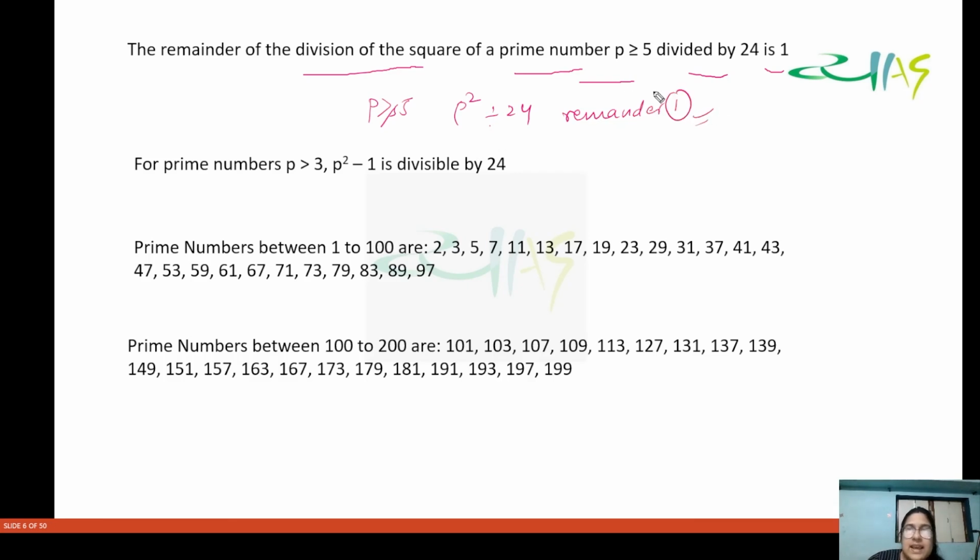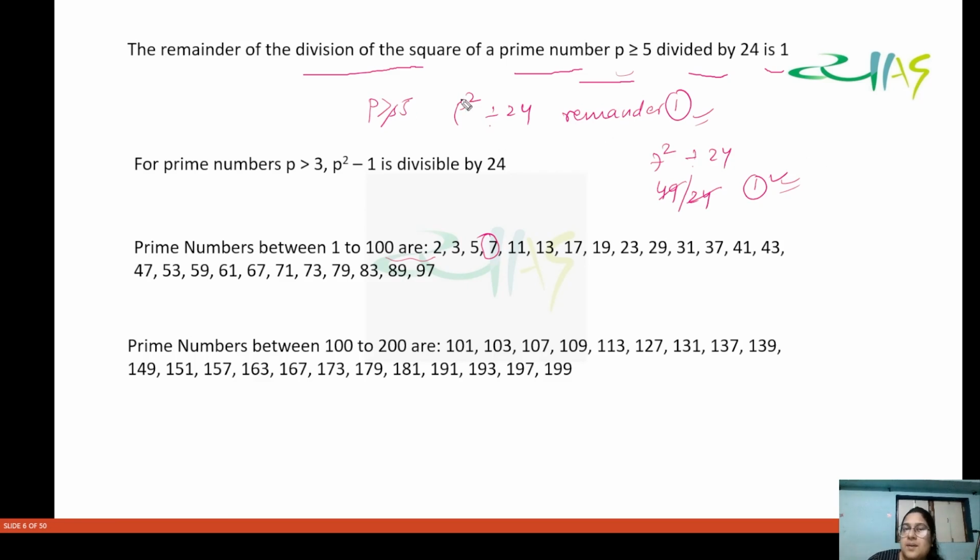Now let's see any prime number greater than 5. I have listed the prime numbers here. Let's take 7 as the prime number. Its square is 49. Divide this by 24. What are you going to get as a remainder? 1. The remainder will be 1.